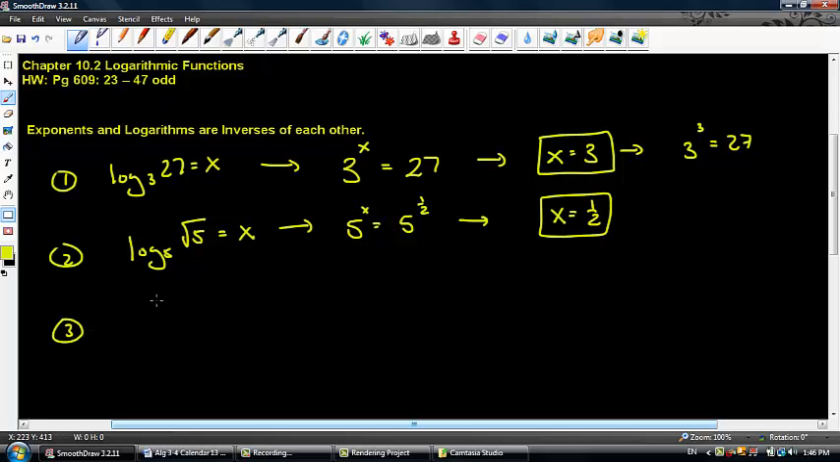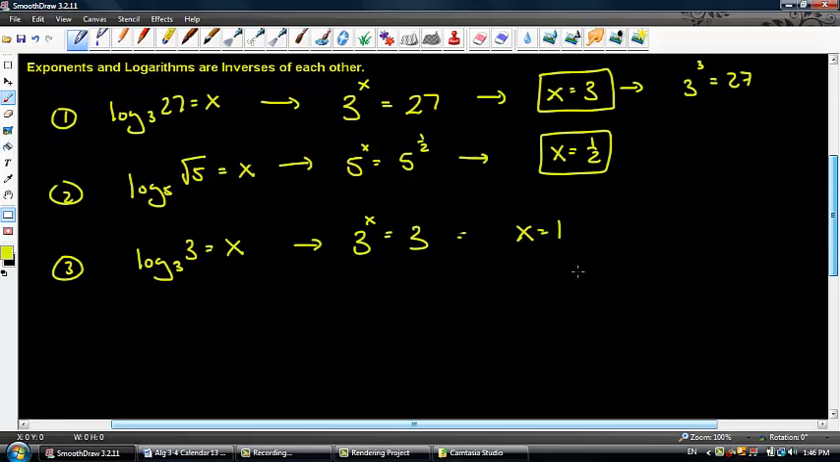If I say log base 3 of 3 equals x, well, I'm asking myself, 3 to the what power equals 3? Well, that's easy. X equals 1. In fact, that's true of any type of logarithm when the base and the answer are the same. If I say log base 51 of 51 equals x, well, x automatically equals 1.